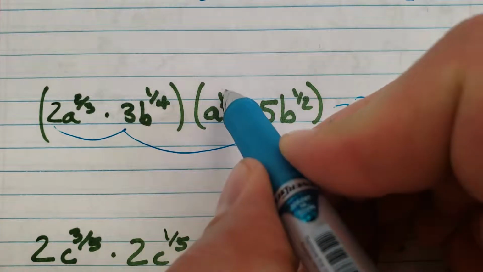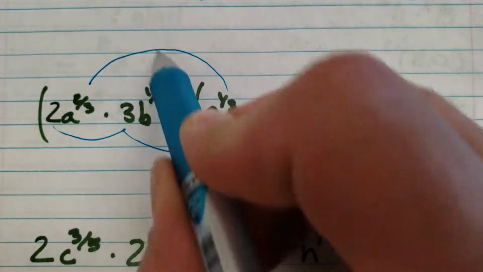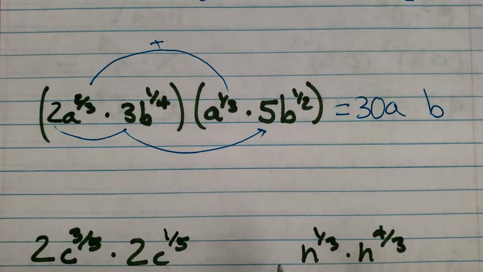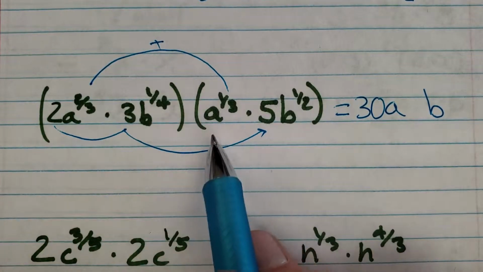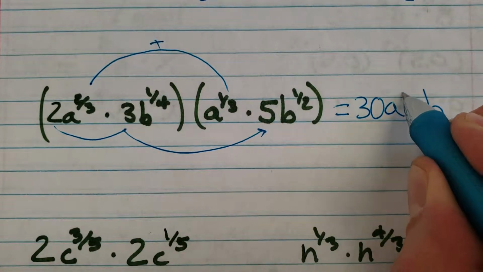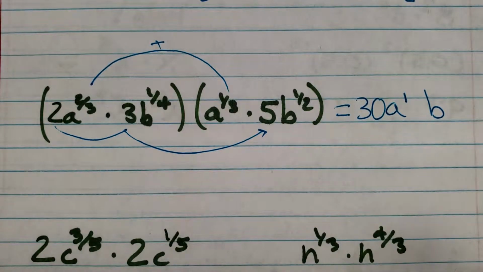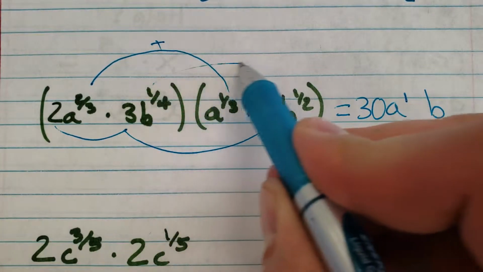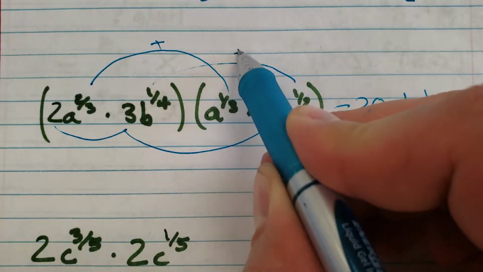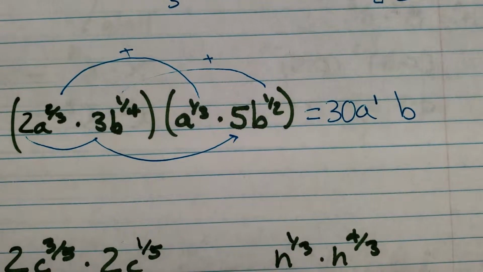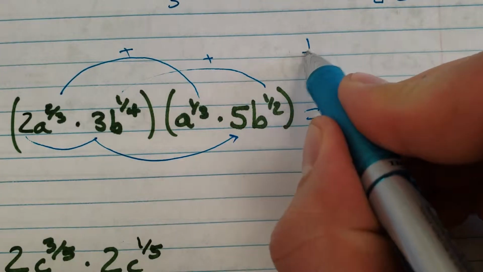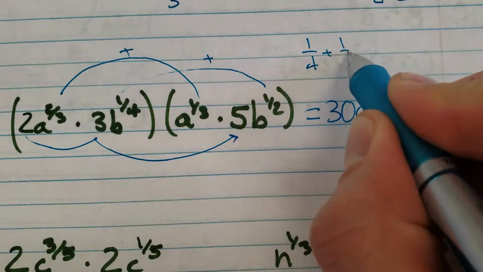Let's see here. Little kids. Add the little kids of the same variable basis. 2/3 plus 1/3 is 3/3. So that's just going to be a 1 or a single A. Okay, B's. 1/4 plus 1/2. Okay, again, you only add the exponents of the like variables. Let's see, 1/4 plus 1/2.